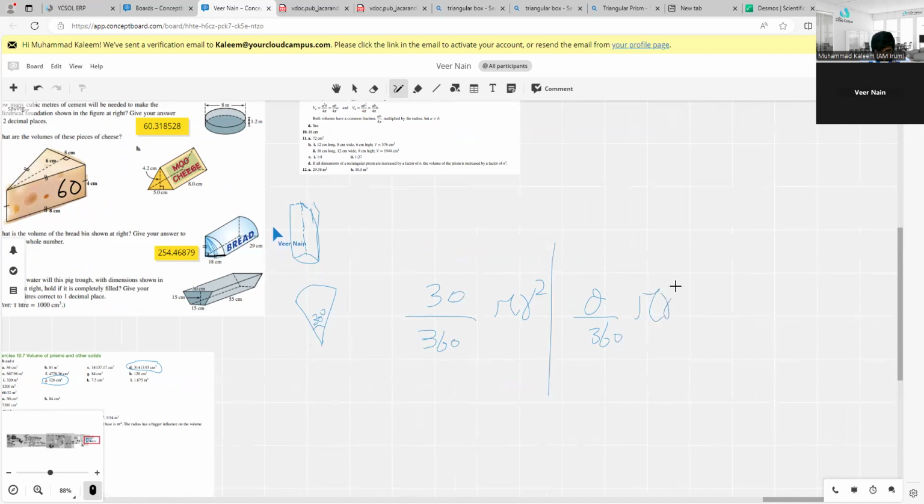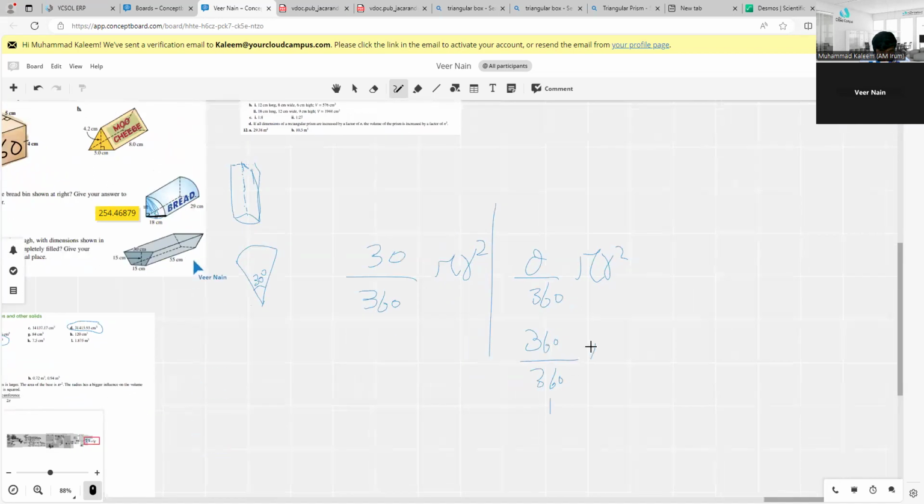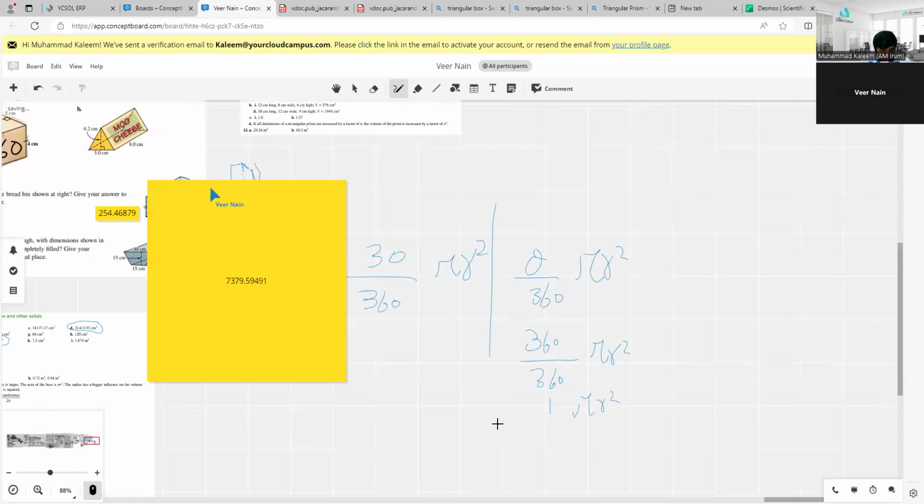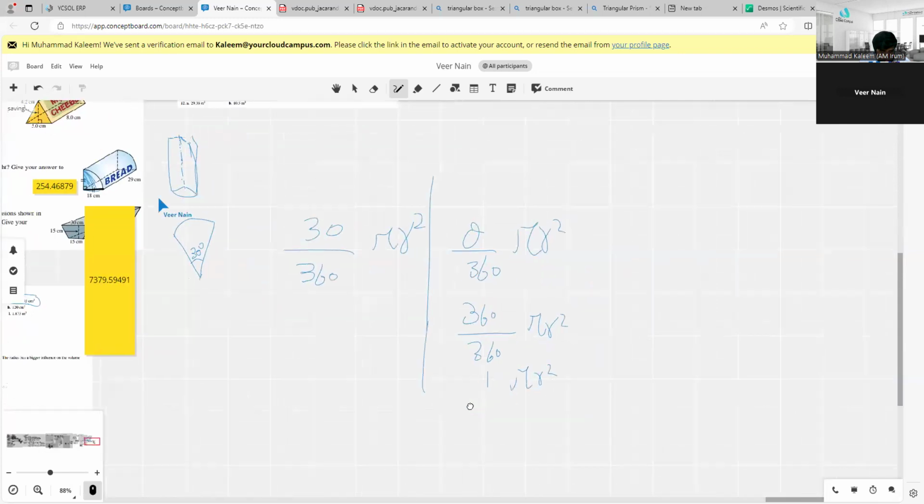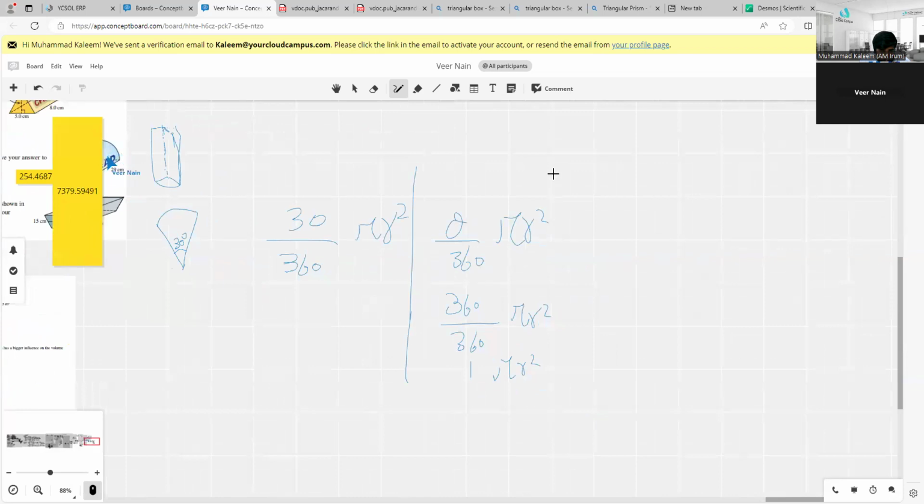This one is a general formula. It works on each circle, even if it's a part of a circle or a complete circle. If we have a complete circle, in that case, theta is 360 degrees. 360 divided by 360 will be reduced to 1. For a complete circle, the formula will be reduced to pi r square. Listen here carefully. This concept is very important.